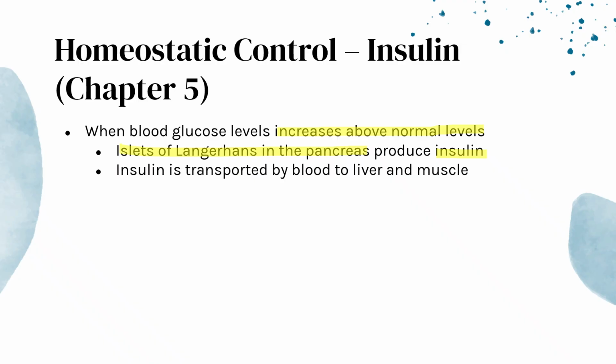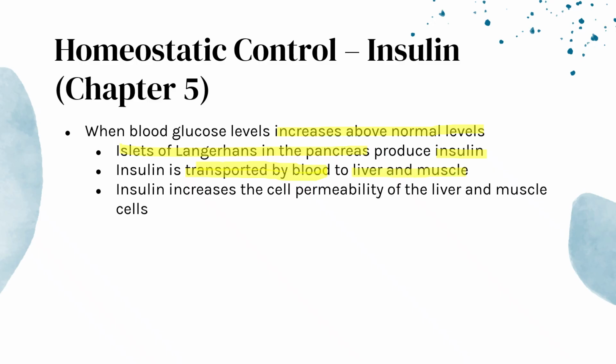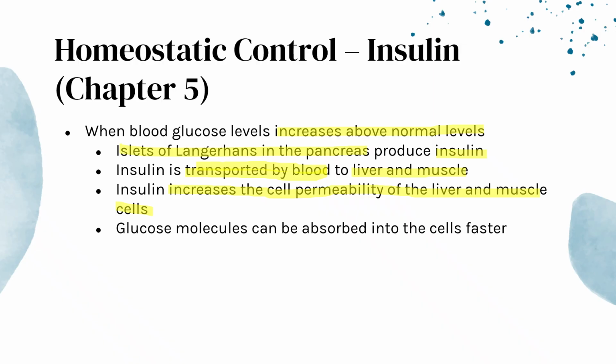So insulin is transported by blood. Now you know why it's so important to write the word blood, because of the concept of hormones, and they go to the liver and muscle. So these are the target organs. The insulin will increase the cell permeability of the liver and muscle cells. So it will make the cells more permeable so that glucose molecules can be absorbed into the cells faster.